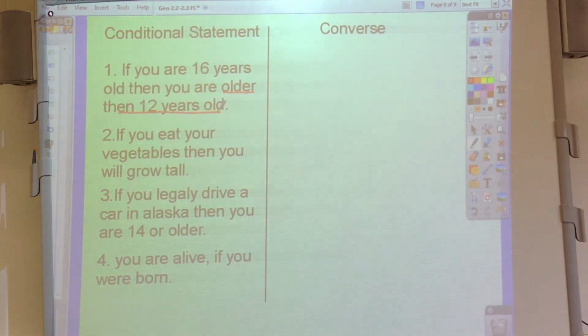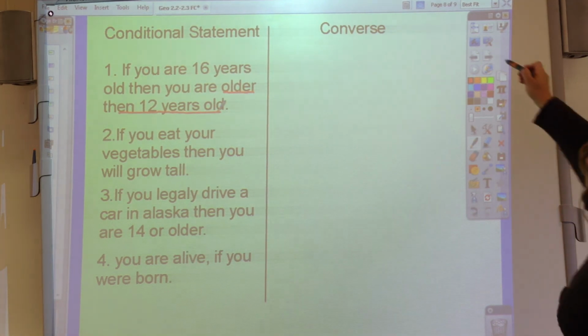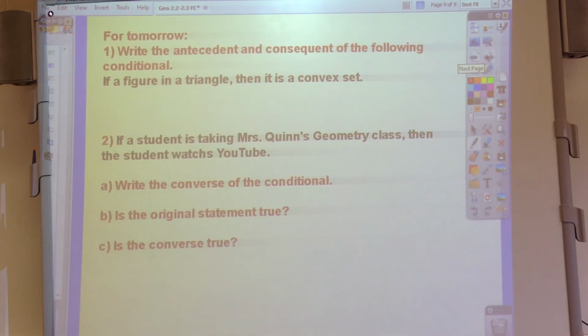And that's true. What I would like you to do for tomorrow are these 2 questions. Bring them in on a separate sheet of paper, and I will see you tomorrow.